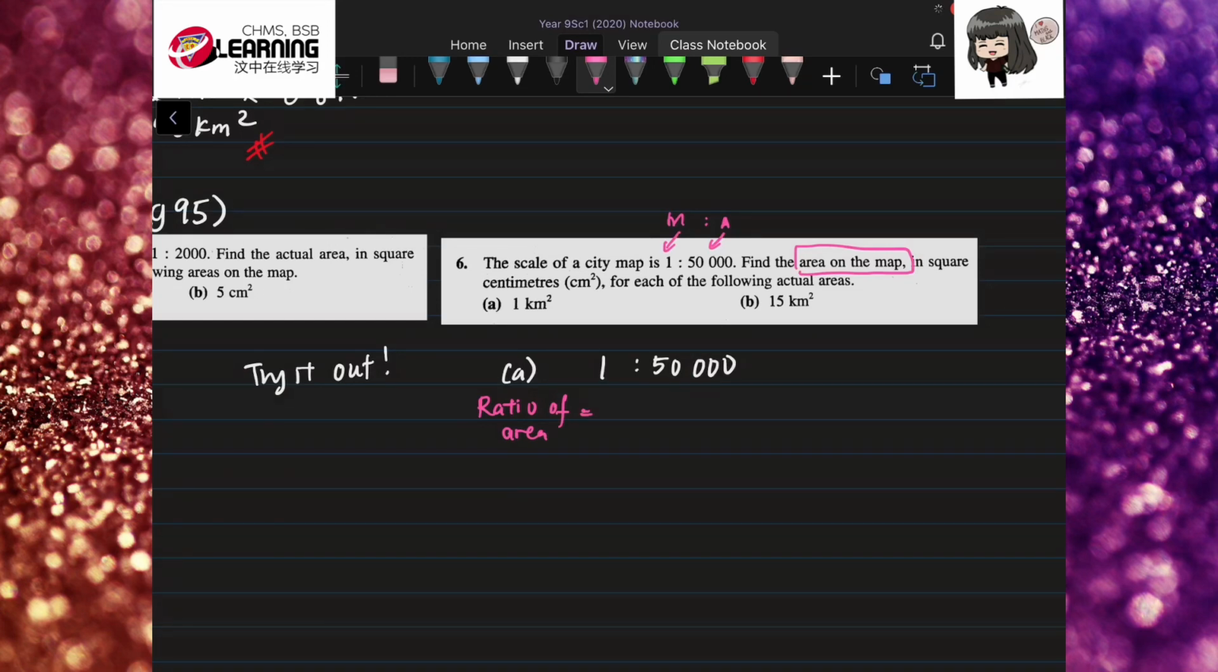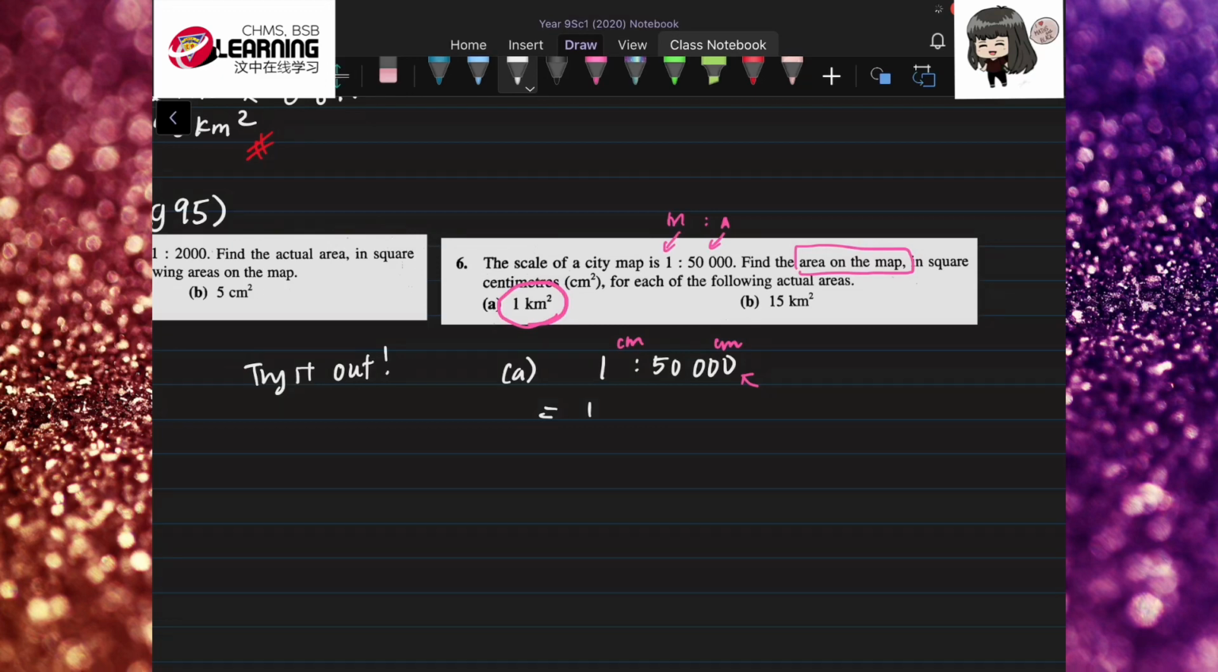Since both of these are in centimeter, you look at the question. The question here is 1 kilometer square. So before we find the ratio of area, we change this 50,000 centimeter to kilometer, for us to cross multiply more easily later. We change to kilometer before we find the ratio of area.